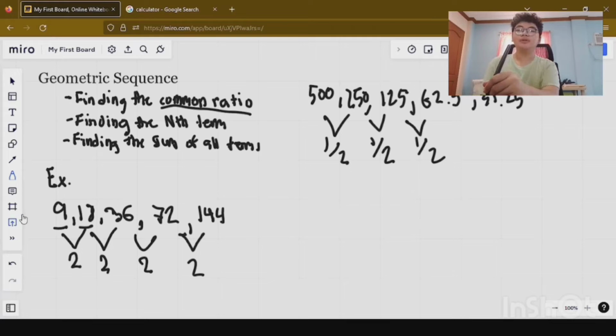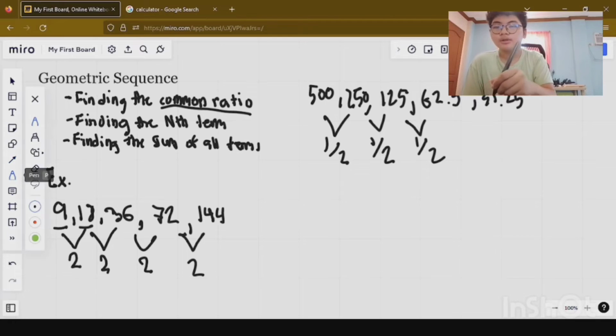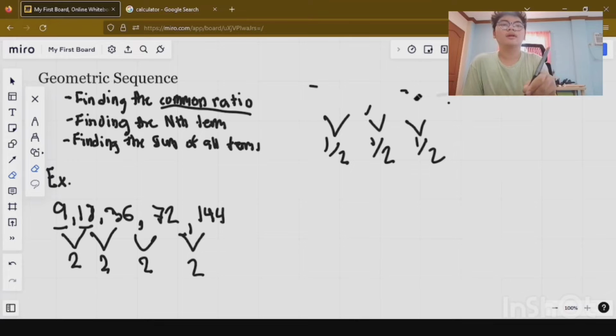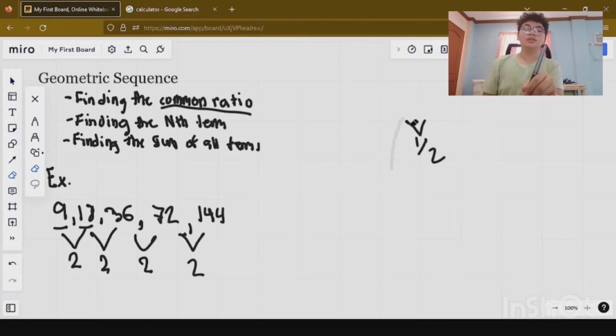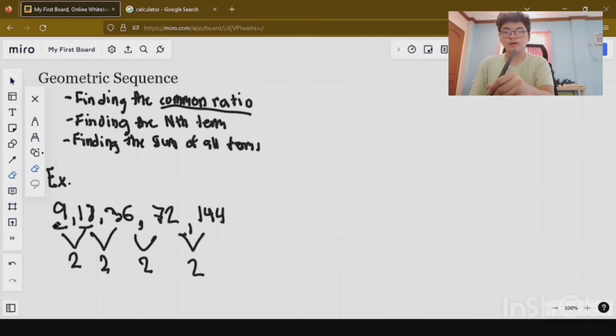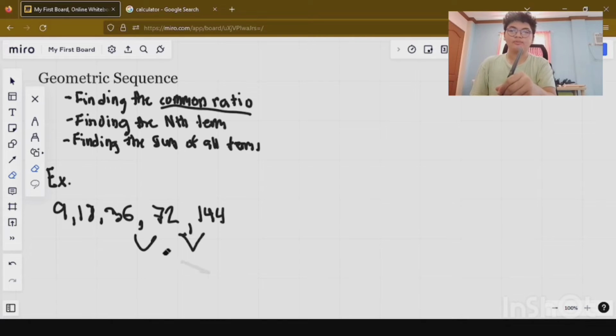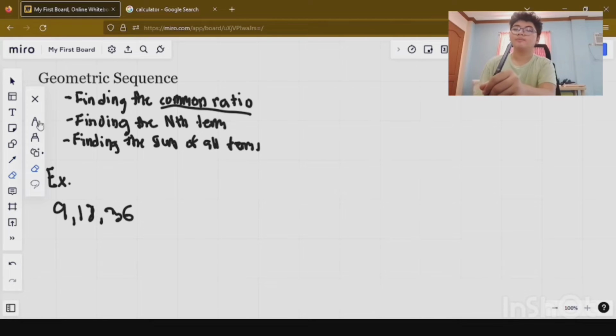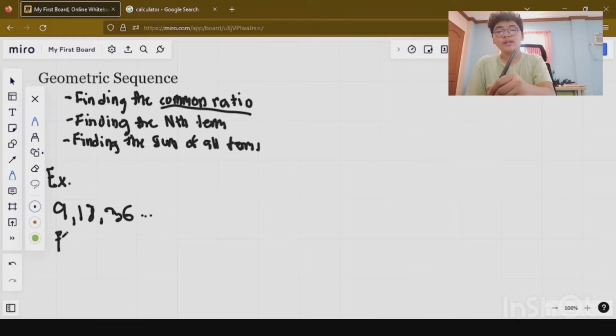Okay, now we're done with finding the next term and what a common ratio is. Now, let's go to finding the nth term. In both finding the nth term and the sum of all terms, there is a formula to make finding those missing terms easy. I'll be using the same example since it's easier that way. Okay, so let's say 9, 18, 36, find the 15th term.